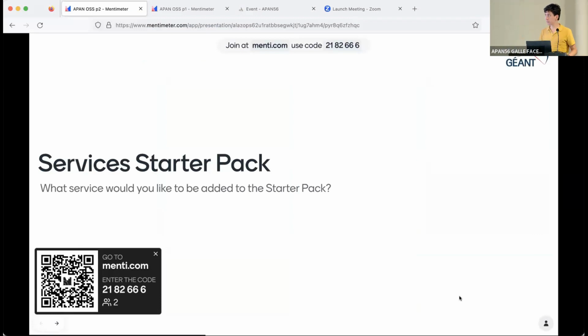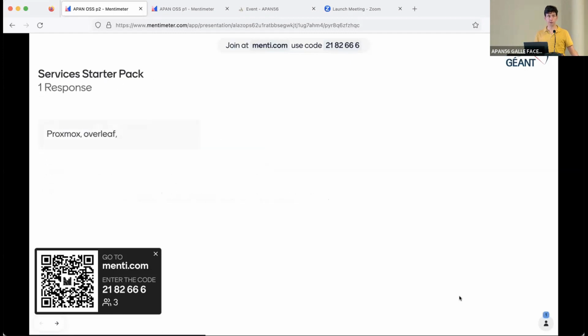And then the first question, I think you can start entering your entries immediately. What services would you like to see in the starter pack? Would you like to have us adding more services to this starter pack? But as we got the question earlier, let's open it up. Where can we work together on what services, open OSS services that we know of that are NREN built, NREN community built? Could we do more together?